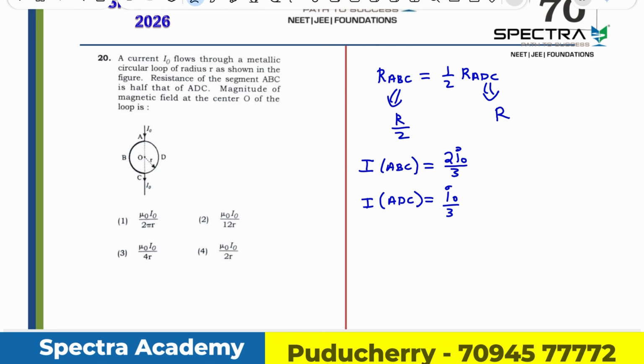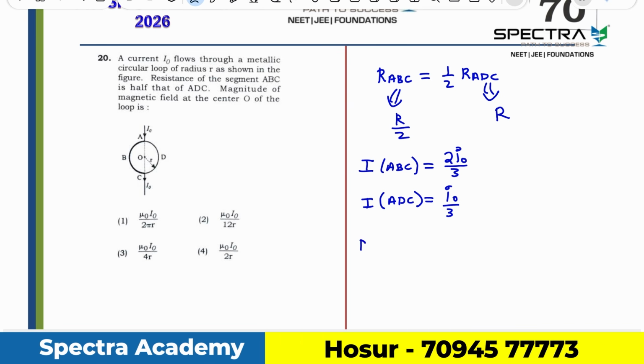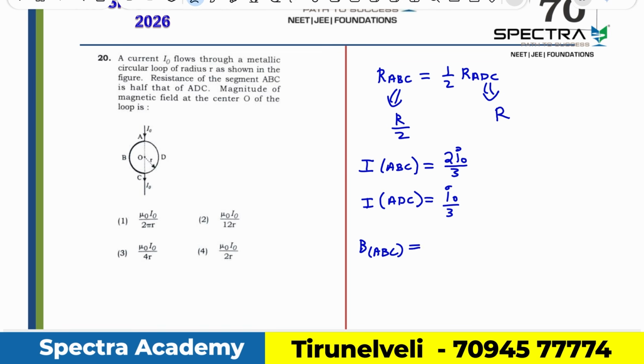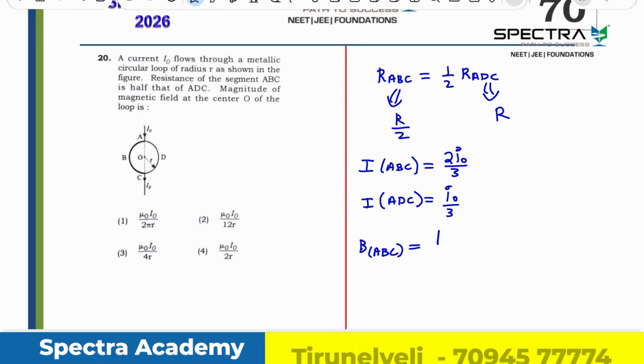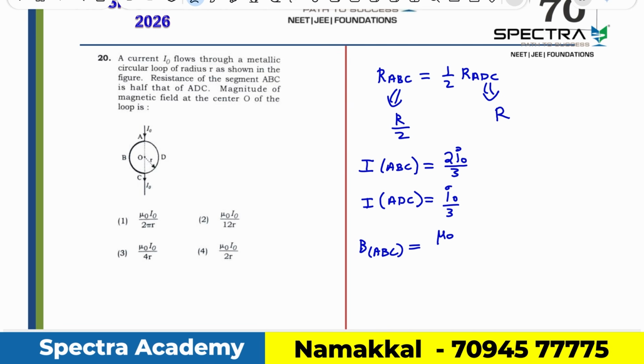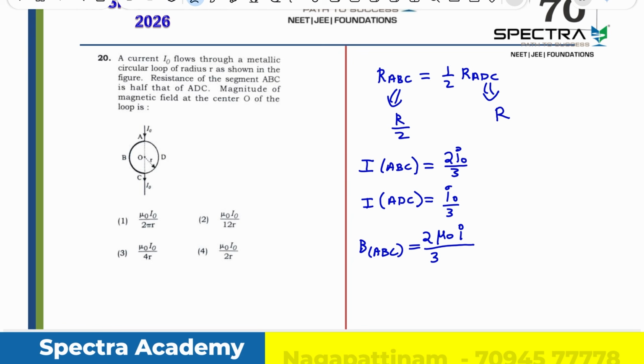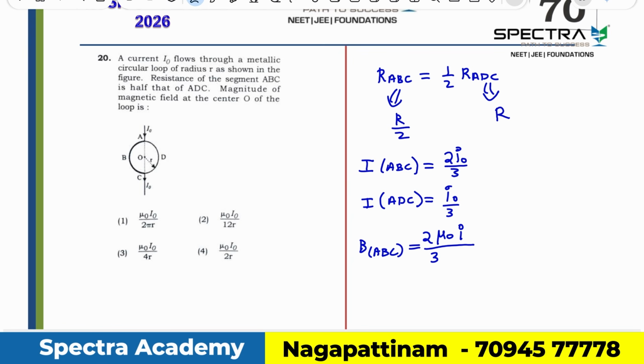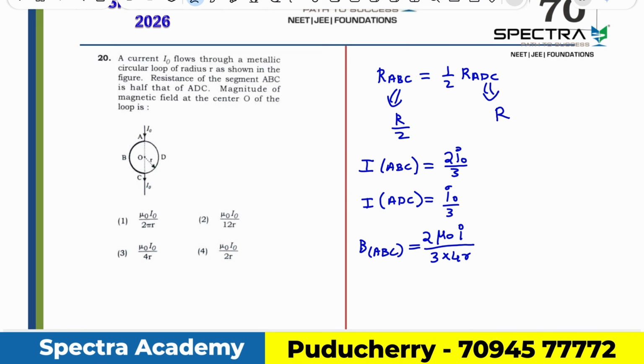So if I am trying to find the magnetic field of ABC, the magnetic field of ABC will be equal to mu naught. It's a semicircle, right? So mu naught I, 2 will be there, 3 will be at the bottom. You know the equation is mu naught I by 4r, into 4r will come.